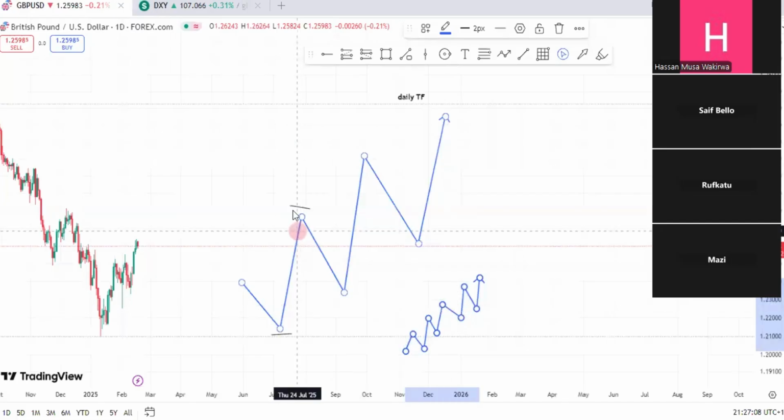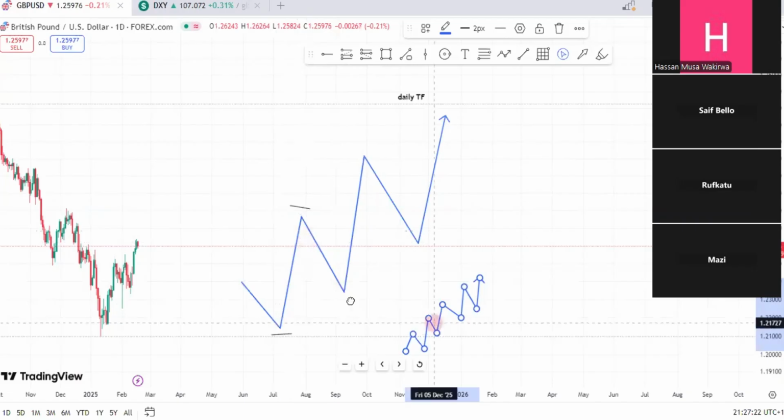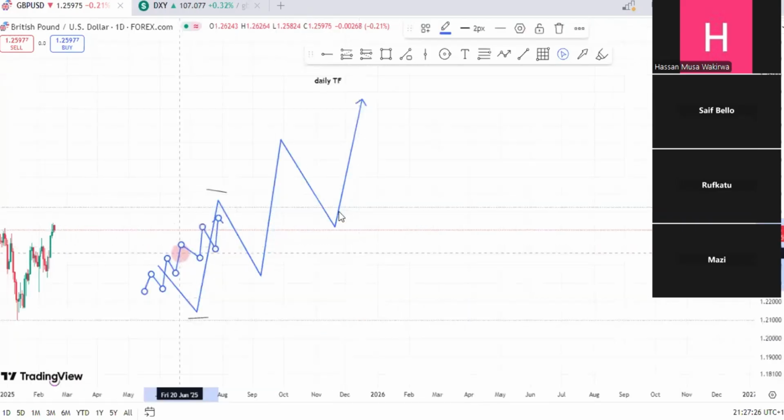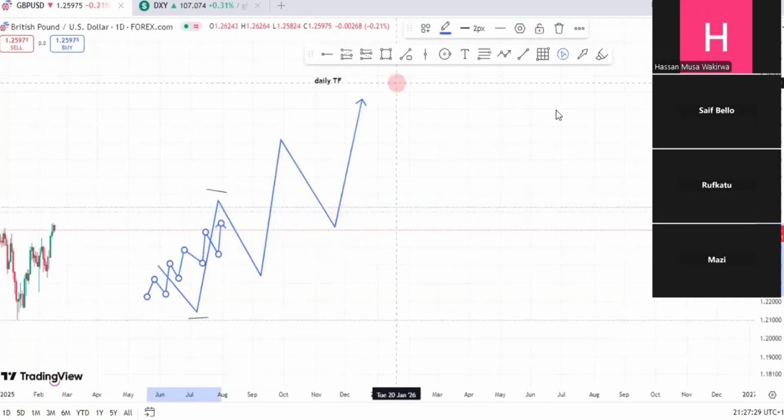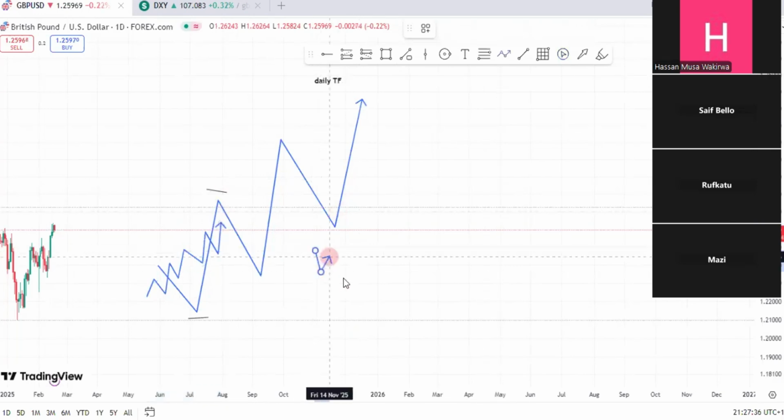So between here and here, what you tend to see is a bearish market structure. So between here and here, because the market is moving upwards, you tend to see a bullish market structure like this, but it has to be on the lower time frame. And between here and here, you will tend to see a mini bearish market structure. That is a market that is forming lower highs and lower lows. You will see it in this move here.